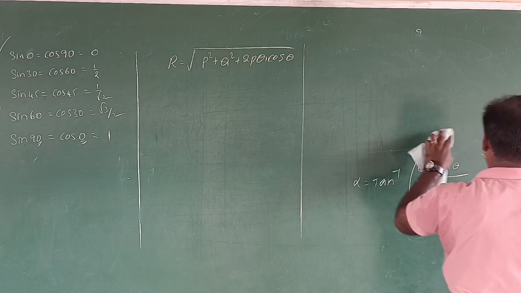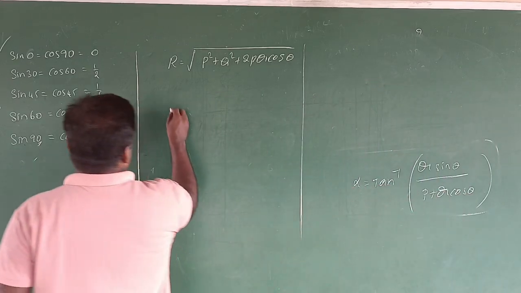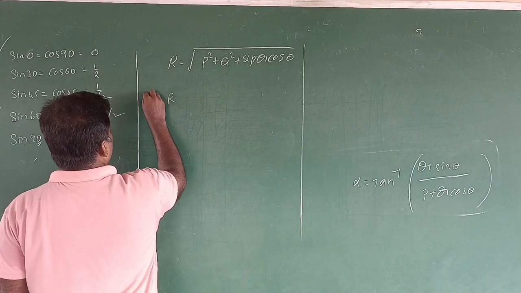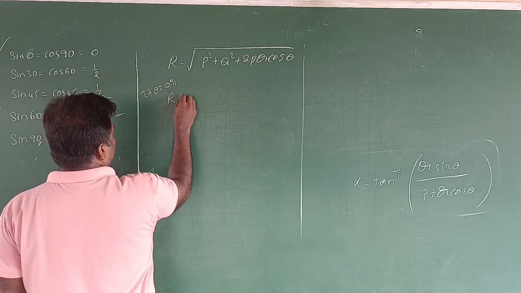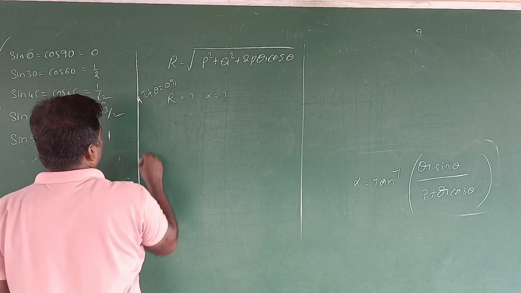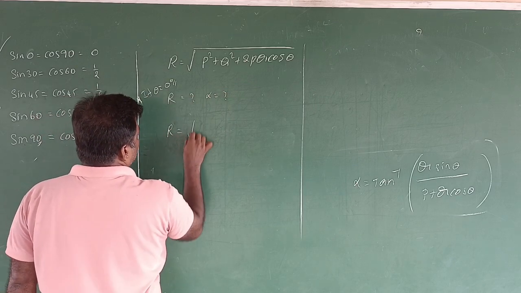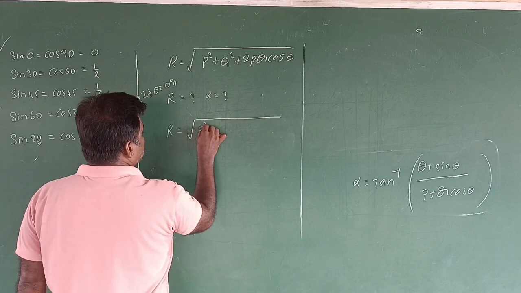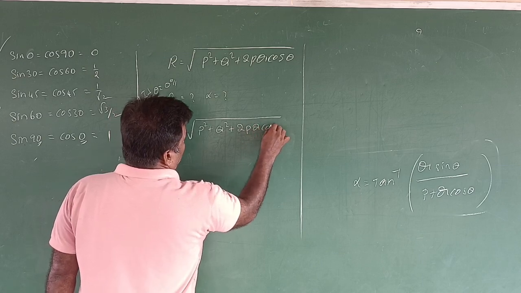If the angle between two vectors is equal to 0, then what is the resultant and what is alpha? If theta is equal to 0, then what is the value of R and what is the value of alpha? Look, first of all, R is equal to root over p square plus q square plus 2pq cos 0.